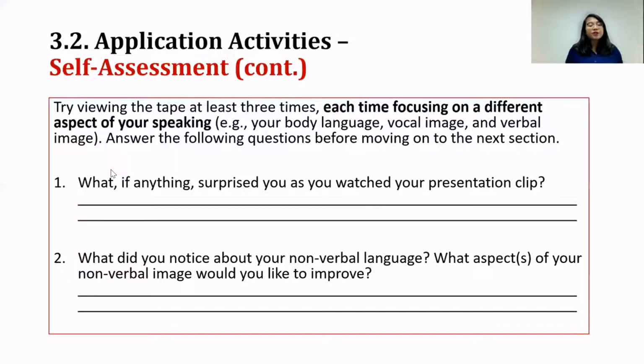what did you notice about your nonverbal language? What aspects of your nonverbal image would you like to improve? So it's really self-reflection, the students assessing themselves. Although they are assessing themselves, they can still get confused too. So it's our responsibility as instructors or teachers to provide more guidelines and explanation on how to do this self-assessment.